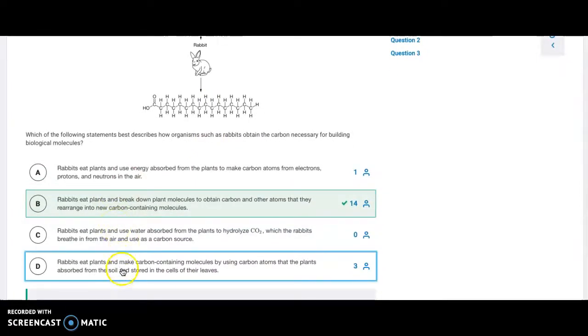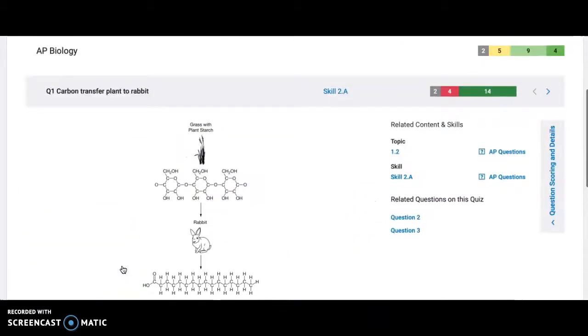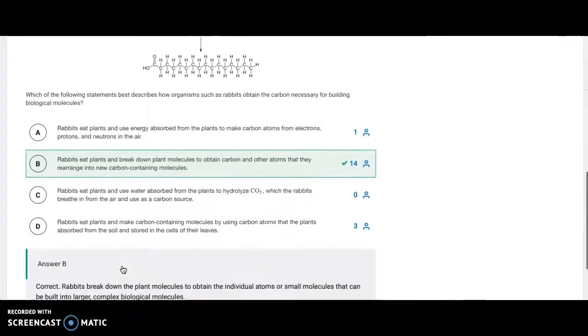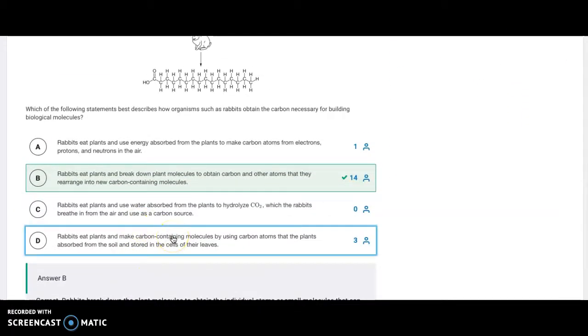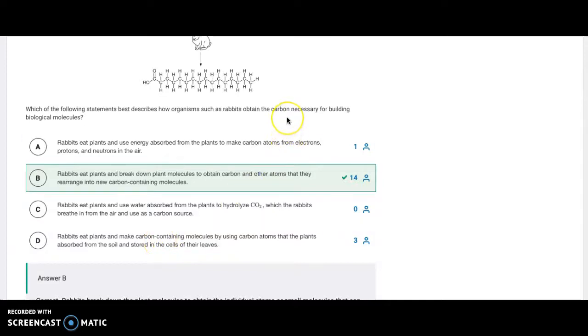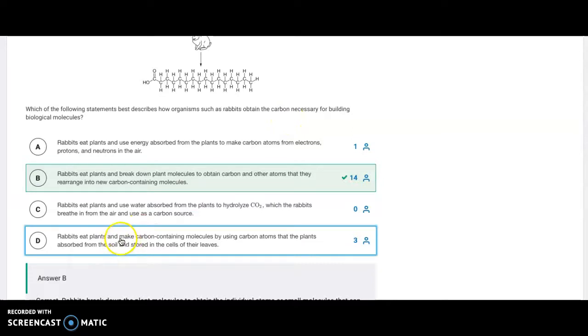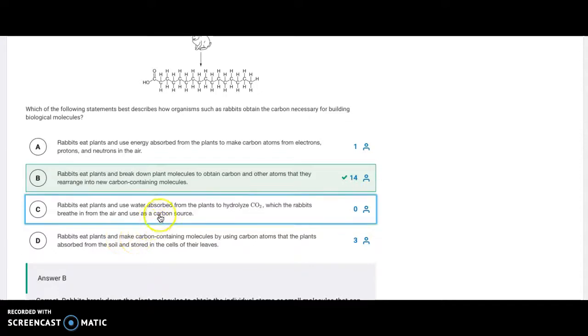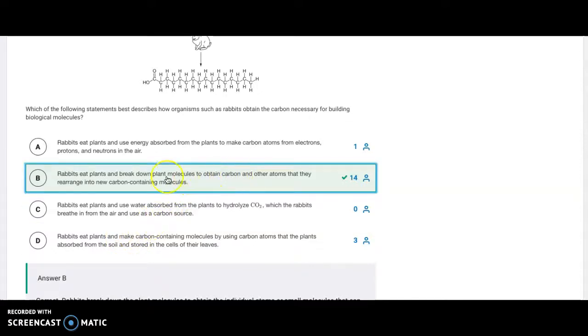A few of you selected the answer that rabbits eat plants and make carbon molecules by using carbon atoms that the plants absorb from the soil and stored in the cells of their leaves. And that's not an entirely wrong answer. It's a partially wrong answer. It's true that rabbits eat the plants and make carbon-containing molecules, but there's a couple phrasing problems here. First of all, the rabbits don't make the carbon-containing molecules. They obtain carbon and then rearrange it into new ones. So they don't make it.